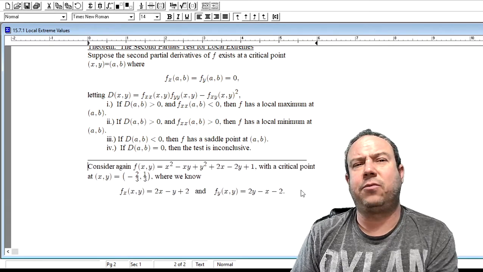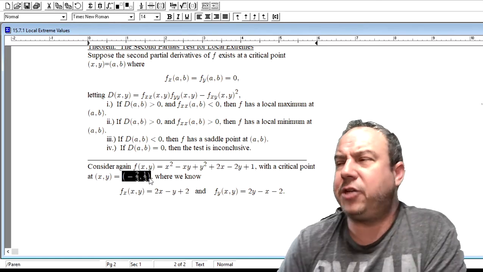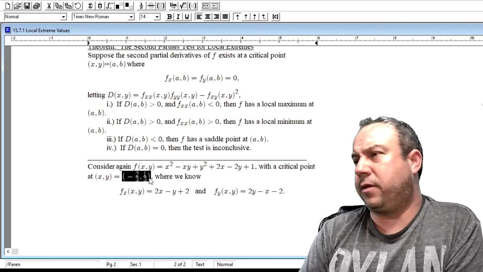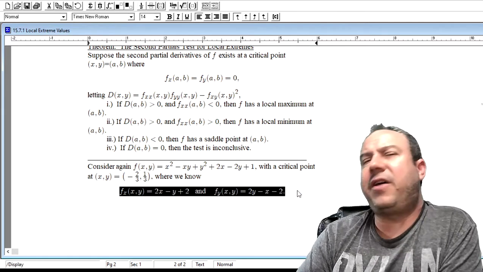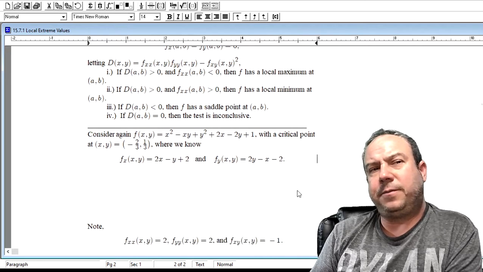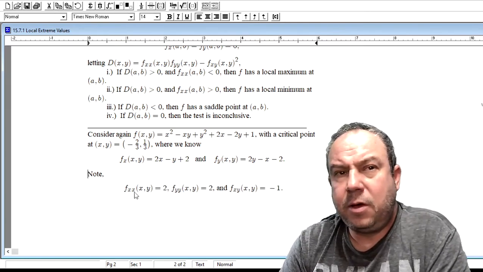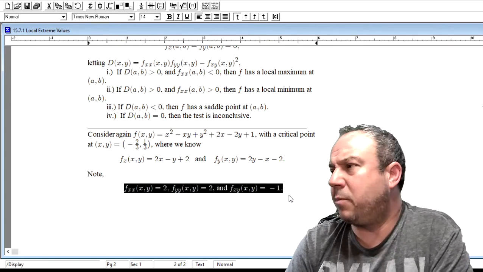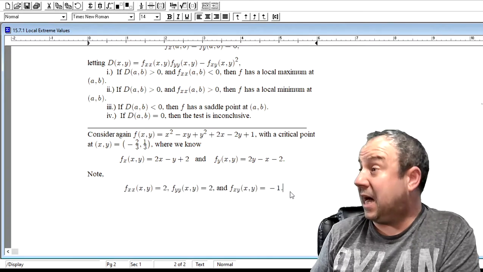We do consider again what I opened with. We do know that this has a critical point at that location, negative 2/3, comma 1/3. We do know its first partials are seen as these values here. And if we go on to find our second partials and our mixed partial, we would note our second partials and our mixed partials would be given by these values seen here. They're all constants conveniently.